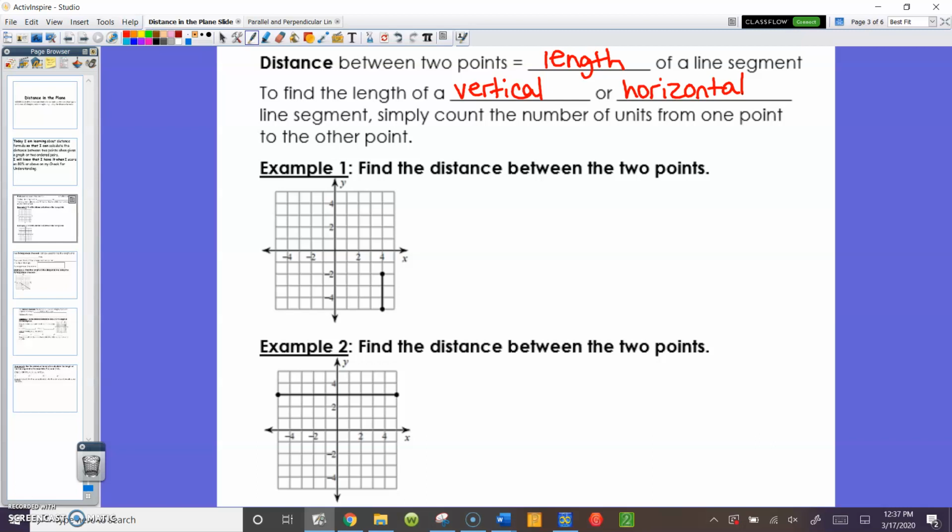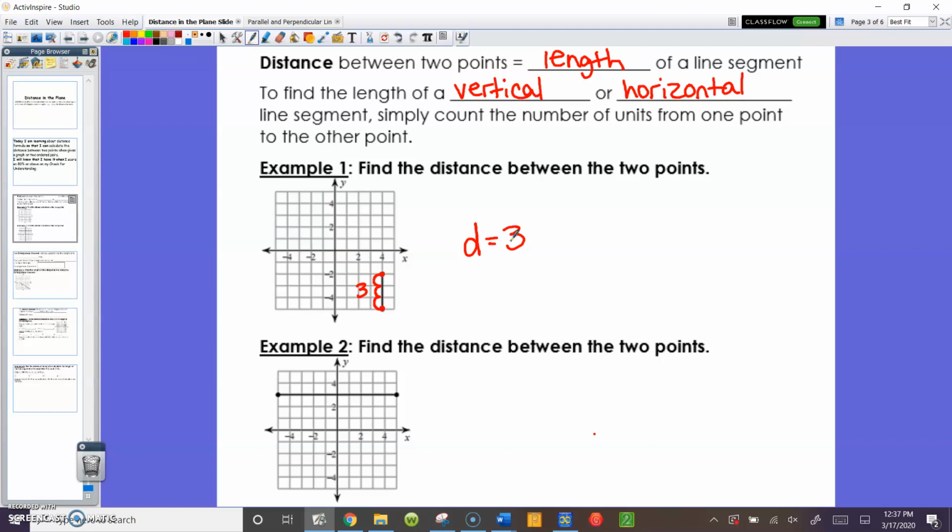So let's look at example 1. Find the distance between the 2 points. We have a point here and we have a point here. So I'm simply going to count from one point to the other. Starting here, that's 1 unit, 2 units, 3 units. So the distance equals 3, or the length of the line segment is 3 units.